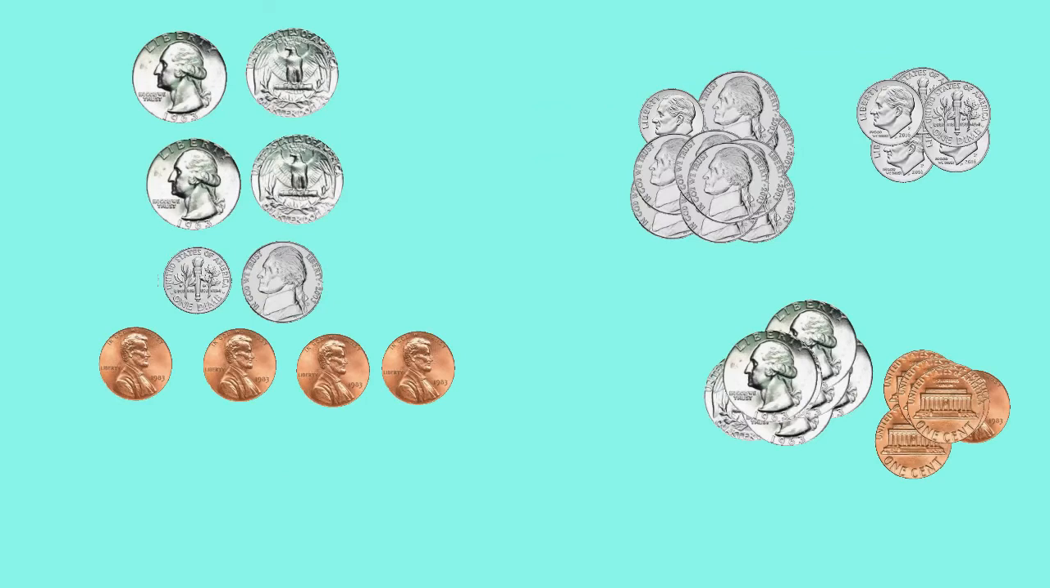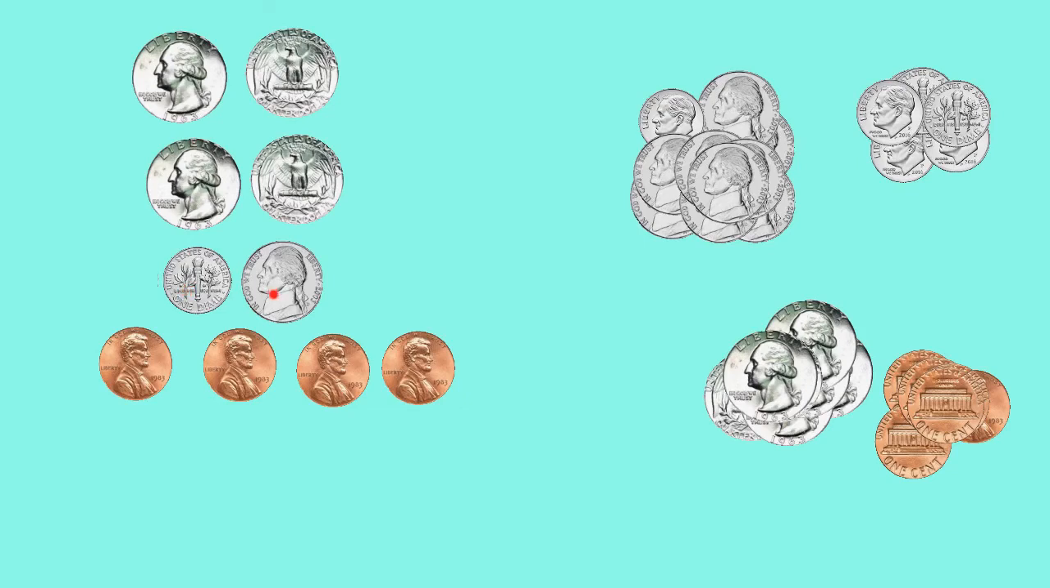So we're going to do some counting of money next. So we know that this coin right here is a what, everyone? Get ready. Yes, it's a quarter. And a quarter is worth how much? Get ready. Yes, 25 cents. Good. And we know this coin is a, get ready. Yes, it's a dime. And it's worth how much? Get ready. Yes, 10 cents.